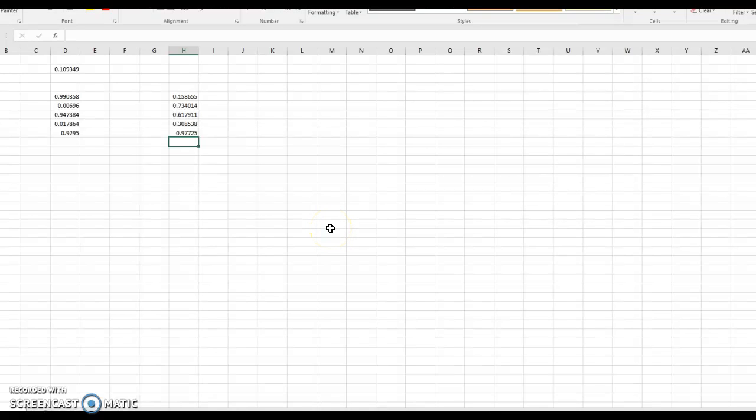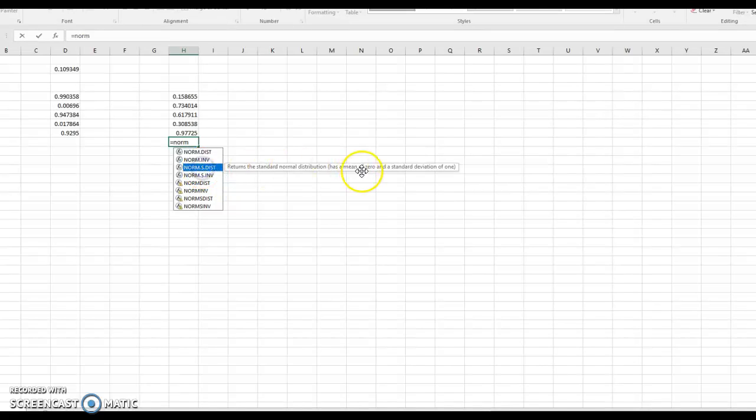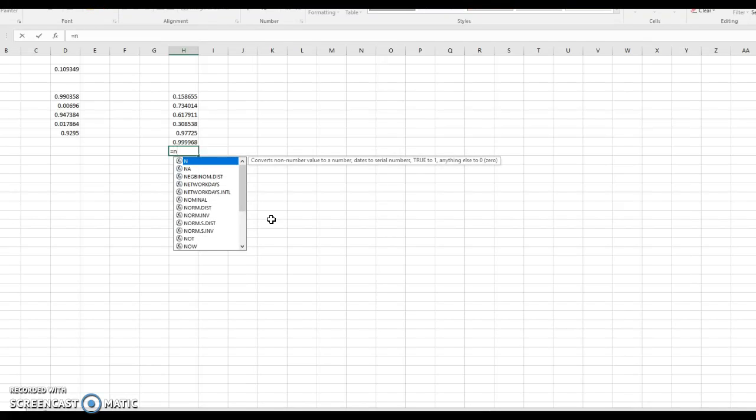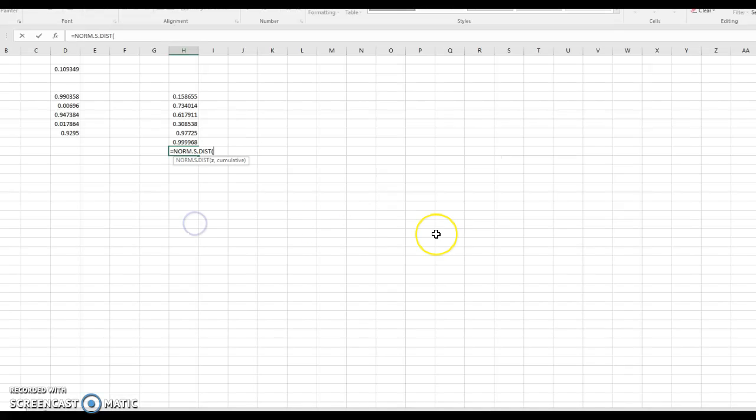Alright, so we're going to do norm.s.dist, and I know the 4 is going to be the bigger one, so I'm going to do that one first. That gives me a very, very large value. Now, this is close enough that we can round it to 1 when we subtract it. So we'll have 1 for the first value. Alright, and then let's do norm.s.dist again. And our other value was -2.